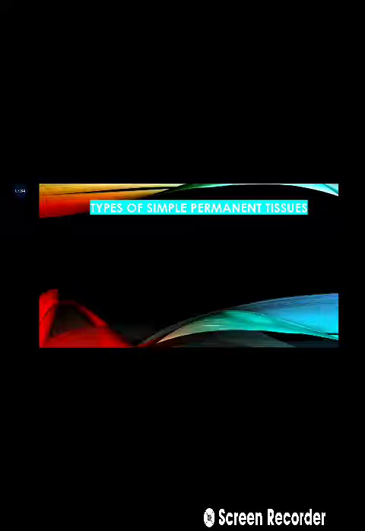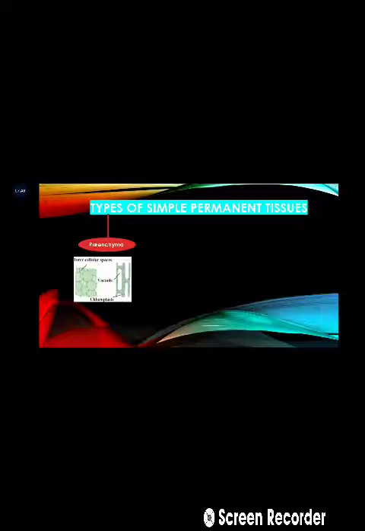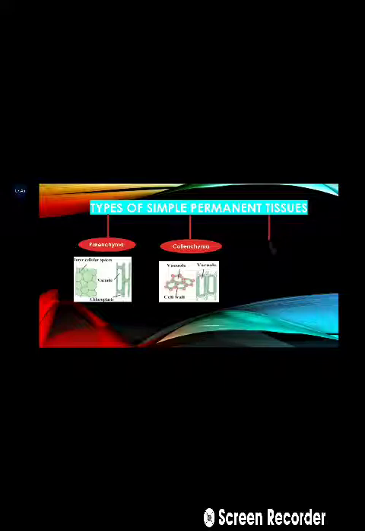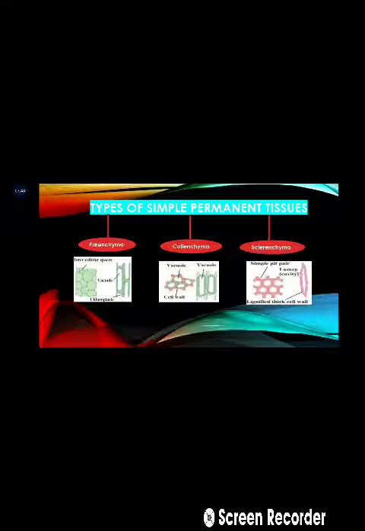Now, let us look at the types of simple permanent tissue. The first is parenchyma, the second one is collenchyma, and the third one is sclerenchyma. Now let us look into the details of each one of these. First is parenchyma tissue. If we talk about the structure of parenchyma, they are called living cells.